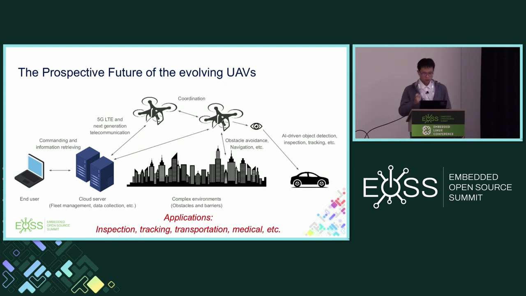Since UAVs are usually operated in complex environments, they require certain perception, navigation, or obstacle avoidance, or even need to coordinate with different UAVs together. Along with this, we may have some AI-driven algorithms which help us to inspect or track, and that might be what we are really interested in.